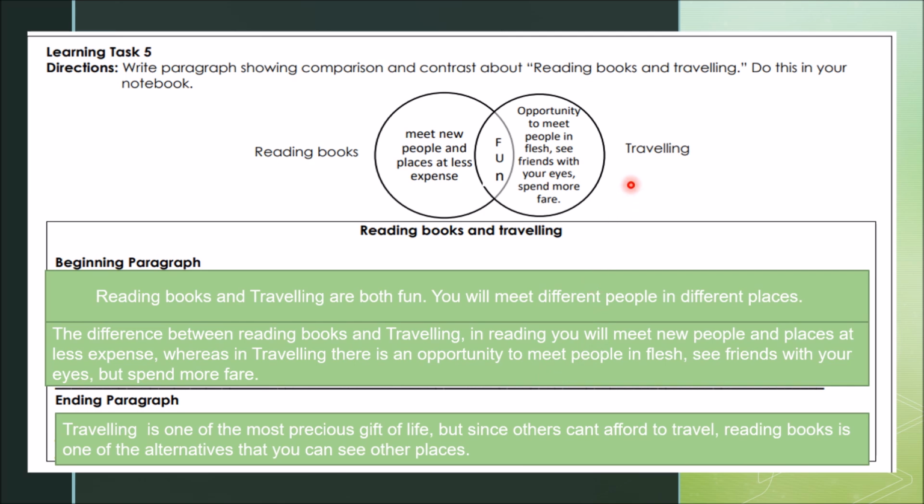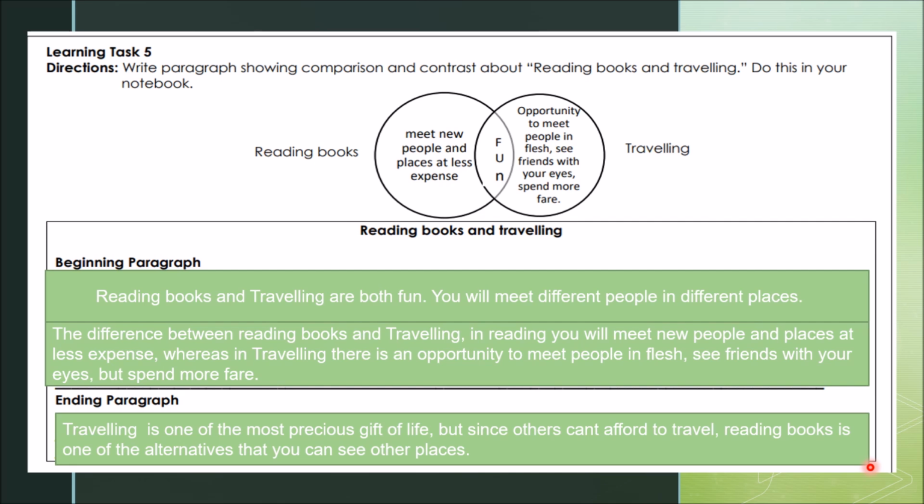You can also make a paragraph showing comparison and contrast. This is an example of comparison and contrast. So this one, like the first one: reading books and traveling are both fun. You will meet different people in different places, right? So the difference between reading books and traveling: in reading, you will meet new people and places at less expense, whereas in traveling, there is an opportunity to meet people in the flesh, see friends with your eyes, but spend more fare. So, for the ending, traveling is one of the most precious gifts of life, but since others can't afford to travel, reading books is one of the alternatives by which you can see other places.